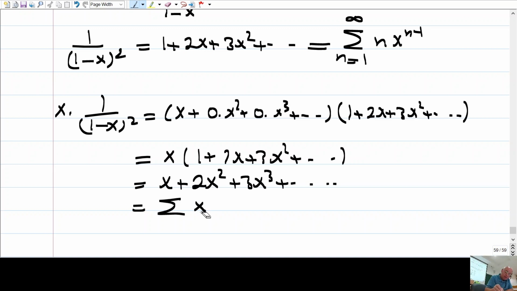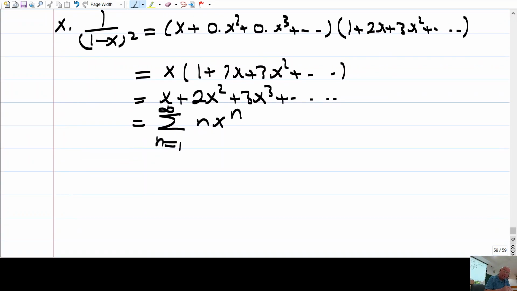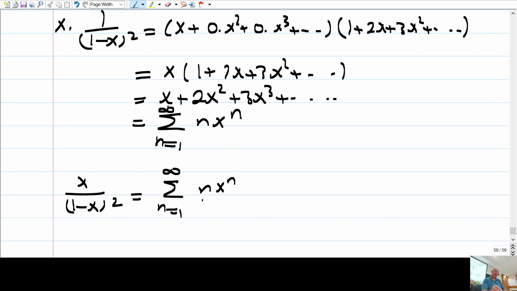So this is just n times x to the power n, okay? And from 1 to infinity. It was n times x to the power n minus 1. I just multiplied both sides by x, and now it is x to the power n. And then I do what? So I have x over this and equals x to the power n. Well, I need n squared here. So just take the derivative one more time.